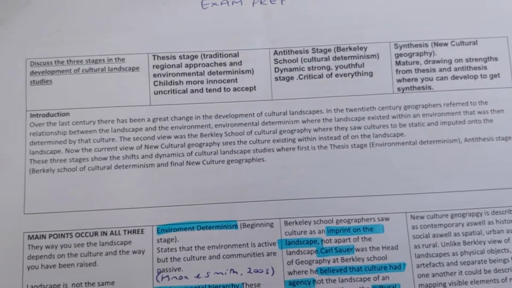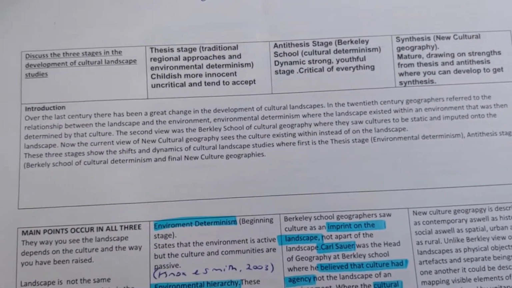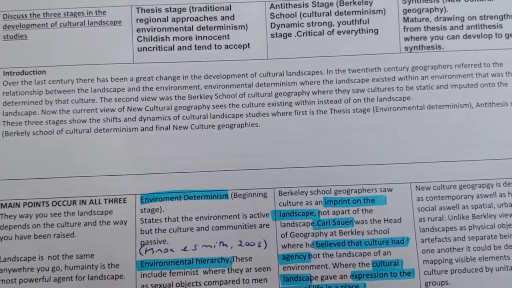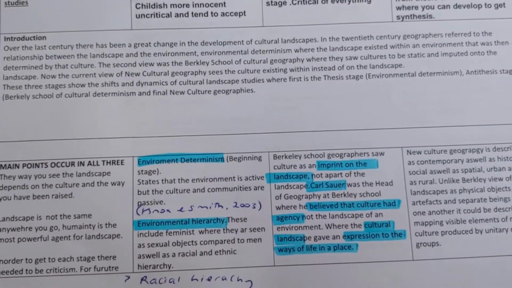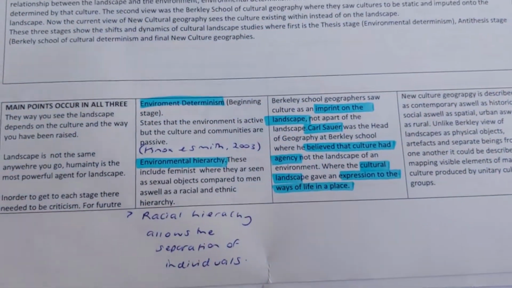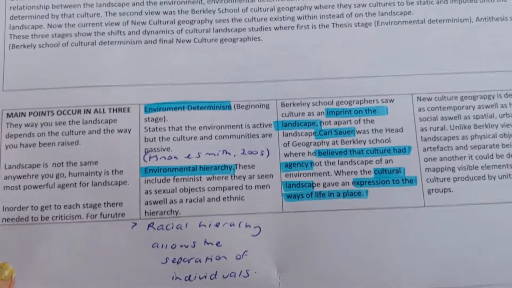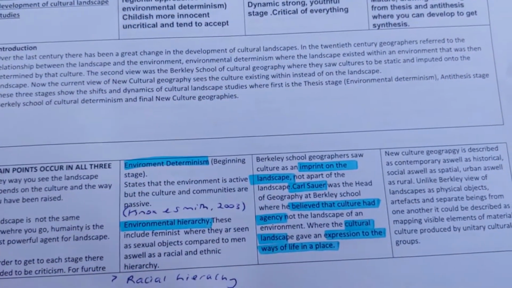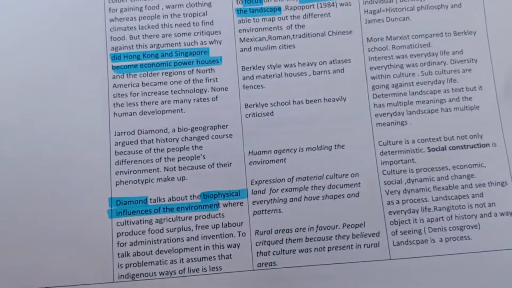And so this is all done in Word, and it's in the table format. So you can just separate it out because I find it easier to look at information if it's separated. And then in the section below, this is like the body section. So main points occur in all three of these. So this is me comparing all of them. And I would literally write out notes that I had in my notebook.